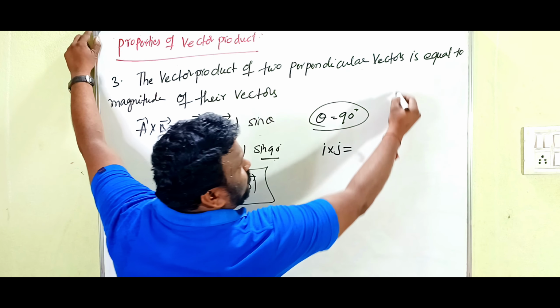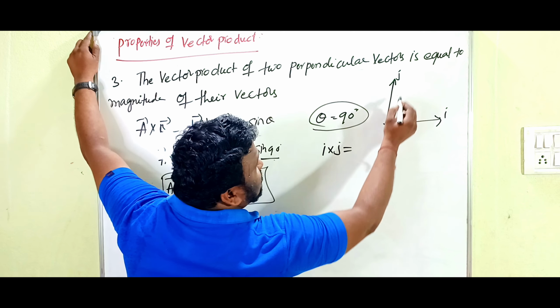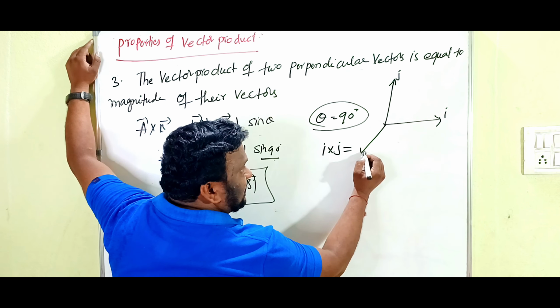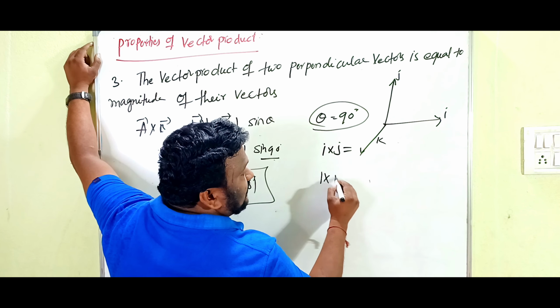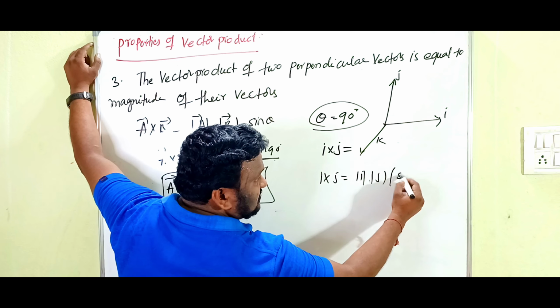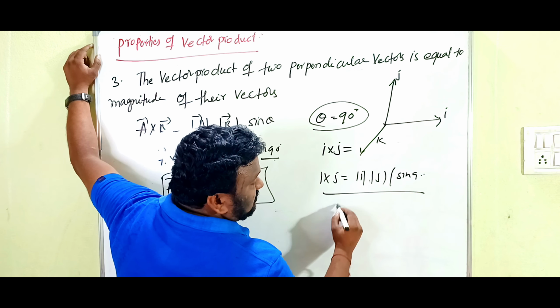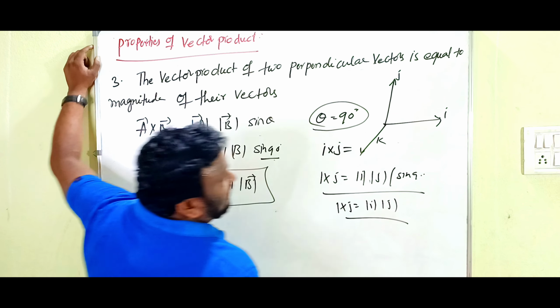it is all the same thing. This is the x axis that is represented by I, this is the y axis that is represented by J, and the z axis is represented by K. So I cross J is equal to mod of I, mod of J, and sin 90 degrees. Then what do you get? I cross J is equal to mod I, mod J, like that.